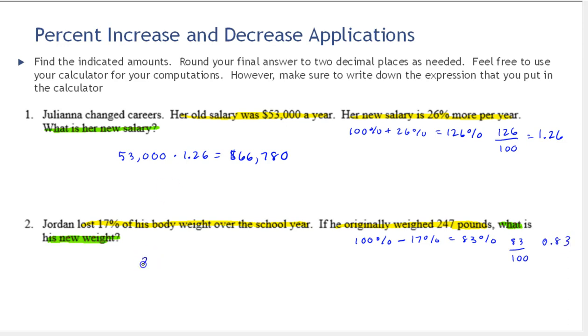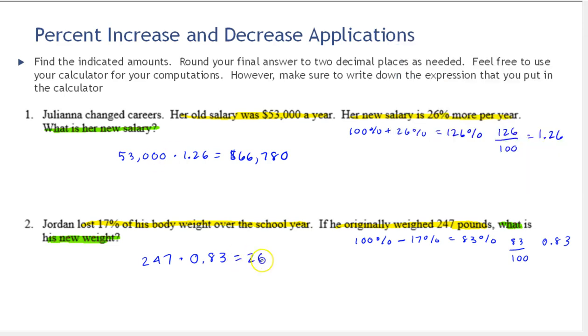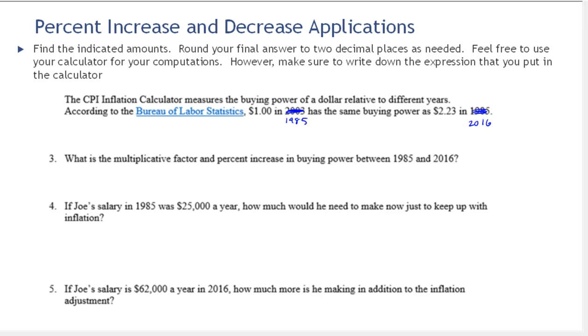Okay. So we have 247. His new weight is 0.83 times as large as that. So 247 times 0.83 equals 205.01 pounds. So Jordan's new weight is 205.01 pounds. Let's look at one more example.